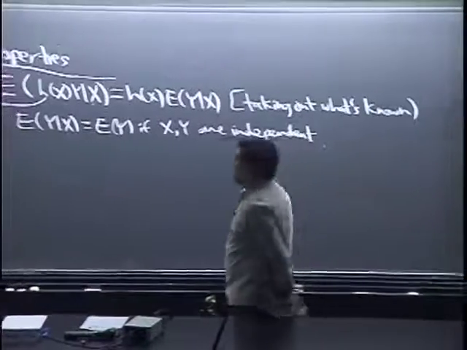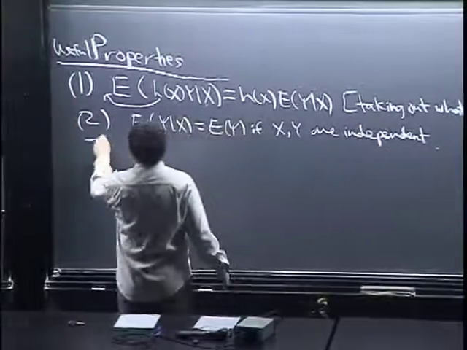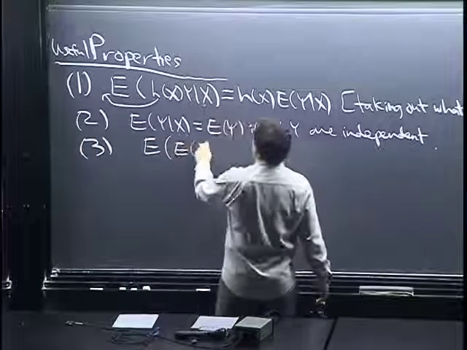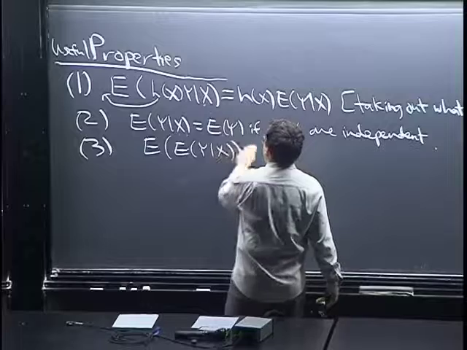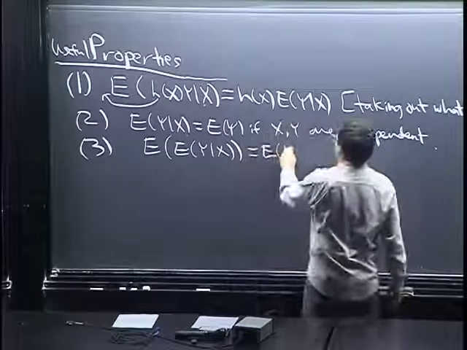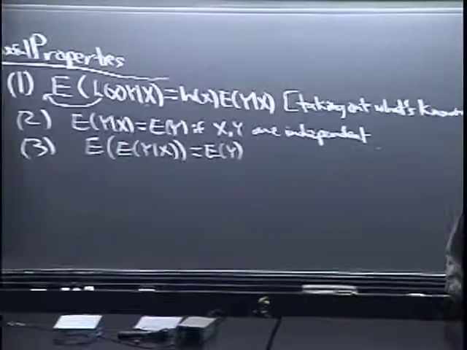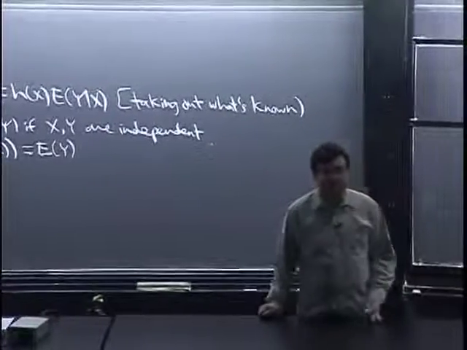Okay. Third one is the one we just stated. E of E of Y given X equals E of Y. So we have the conditional expectation, take its expectation, and we just get the unconditional expectation.